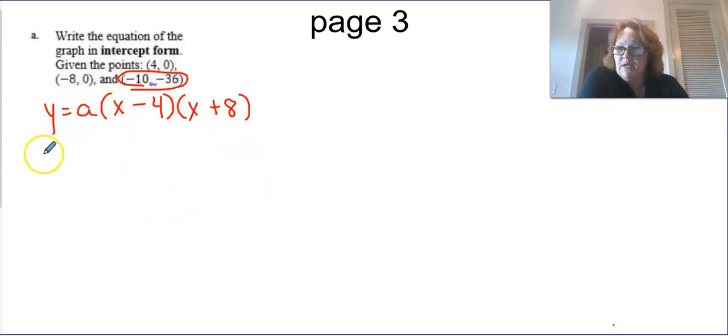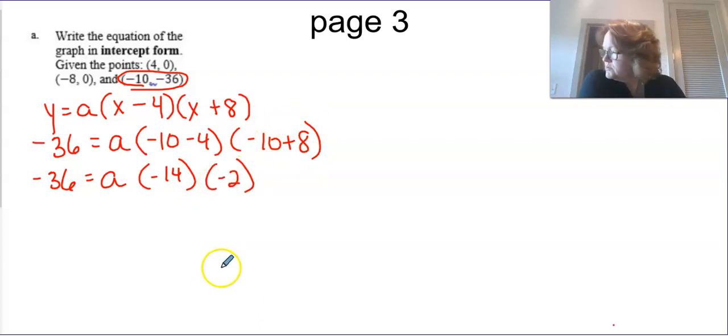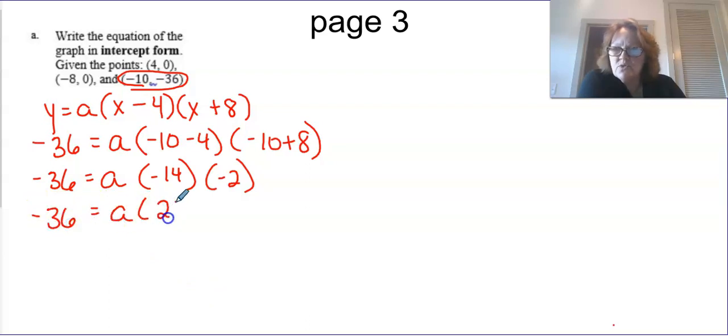So if I fill in a -36 for y, leave the a, the unknown, and then fill in a -10 for both of the x's, then I can solve for a because I'll just do the math and then solve for a. So I still have -36 = a. Now -10 - 4 is -14, and -10 + 8 is -2. So then I've got, let's see, -36 = a times 28.